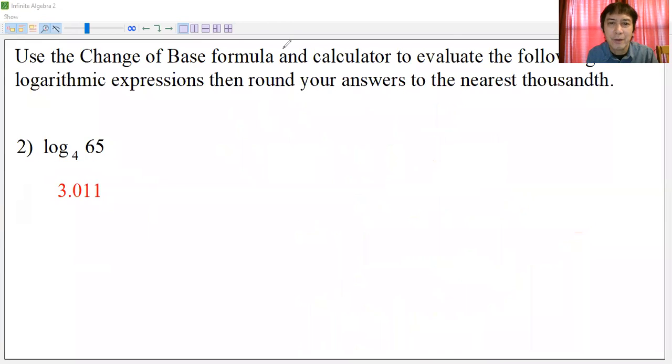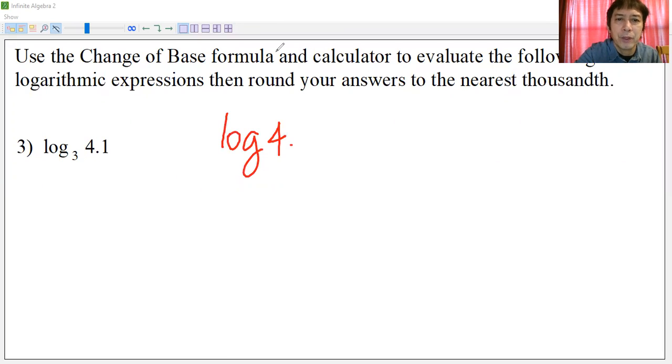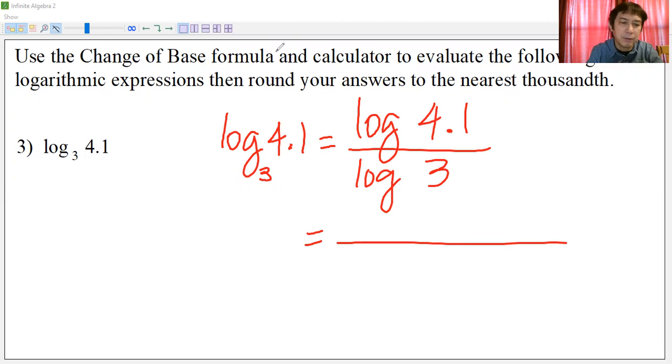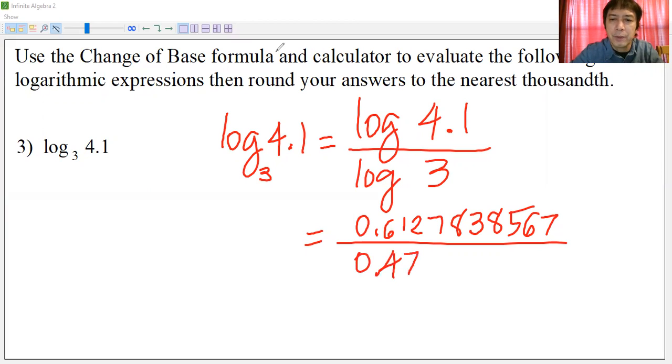We only have 8 examples of the change of base formula. We're doing the third now. Here's the third. Okay, very simple. Logarithm of 4.1 base 3 is logarithm of 4.1 divided by logarithm of 3. And we can take on the values from our calculator. Logarithm 4.1, this is 0.6127838567. And then logarithm of 3, we have something like 0.4771212547.